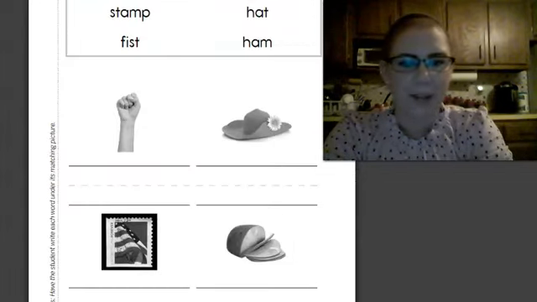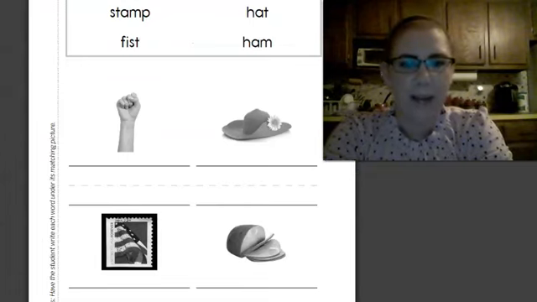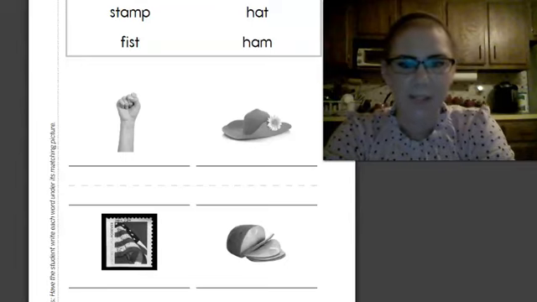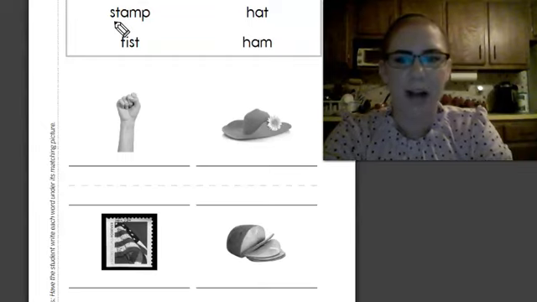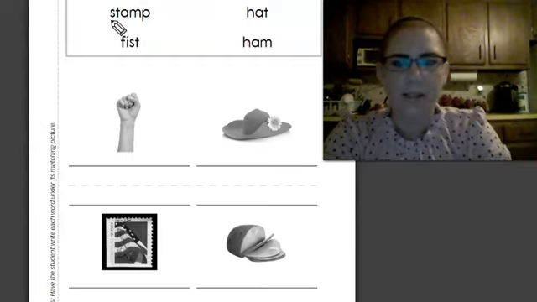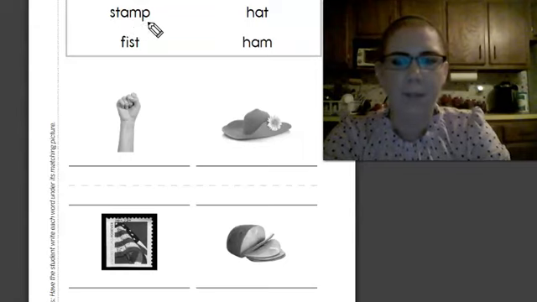For our second page, we're going to do the same thing that we have been doing. Read the word and then write it underneath the picture that it matches. Let's blend the first word. Say all of the sounds one by one. T, a, m, t, a, m. Stamp. Write the word underneath the picture of the stamp.